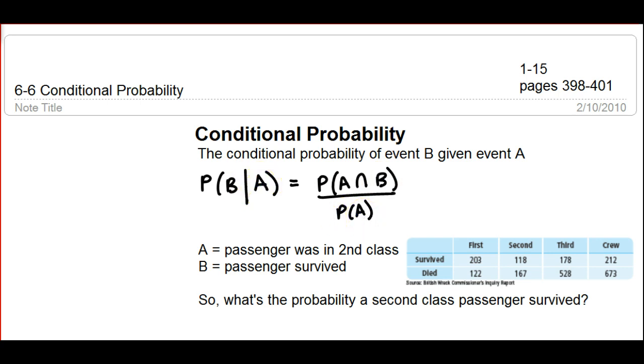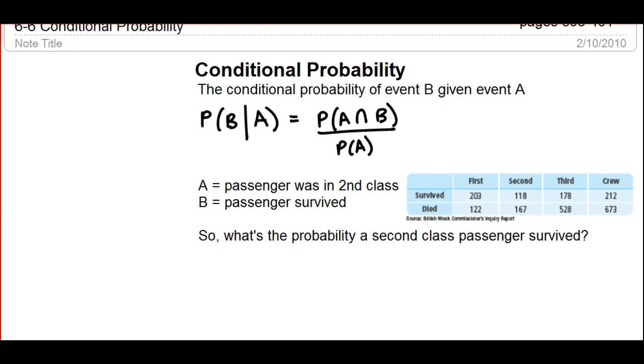So let's start with a situation that students were working with yesterday on contingency tables in lesson 6.5. And we're going to compare this now to a conditional probability setup. So we have the numbers of people that survived and died in the Titanic based on what class they were in and whether or not they survived. So what's the probability that a second class passenger survived? This time we're working with the probability as opposed to yesterday when we did percents.